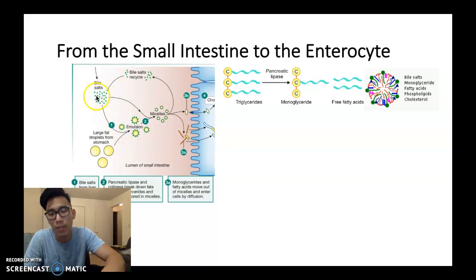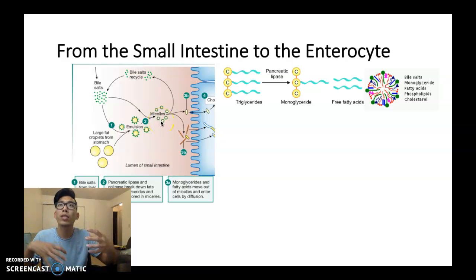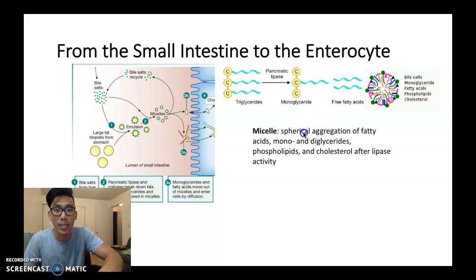The bile salts, I forgot to mention, act as detergent. From there, in number 2, pancreatic lipase and colipase will break down fat into monoglycerides and other free fatty acids. And these monoglycerides, free fatty acids, because of their hydrophobic nature, will group together into micelles. And micelles are just aggregations of fatty acids, mono and diglycerides, phospholipids, and cholesterol.